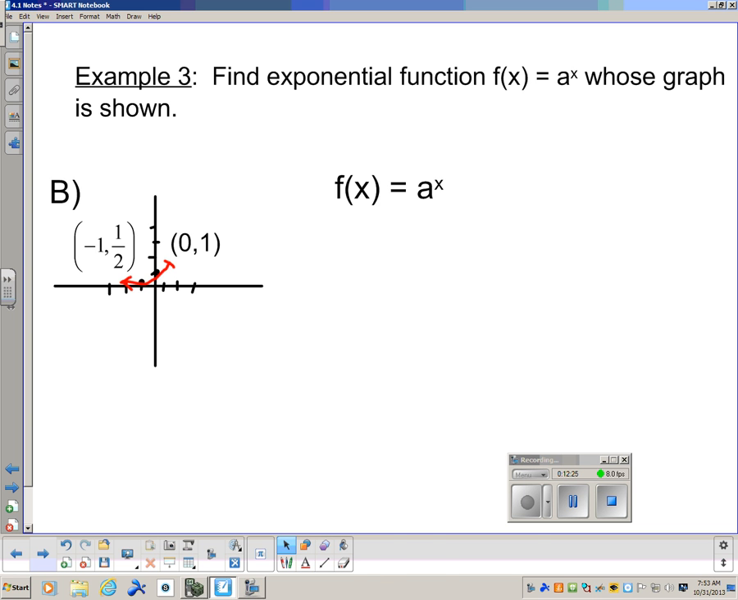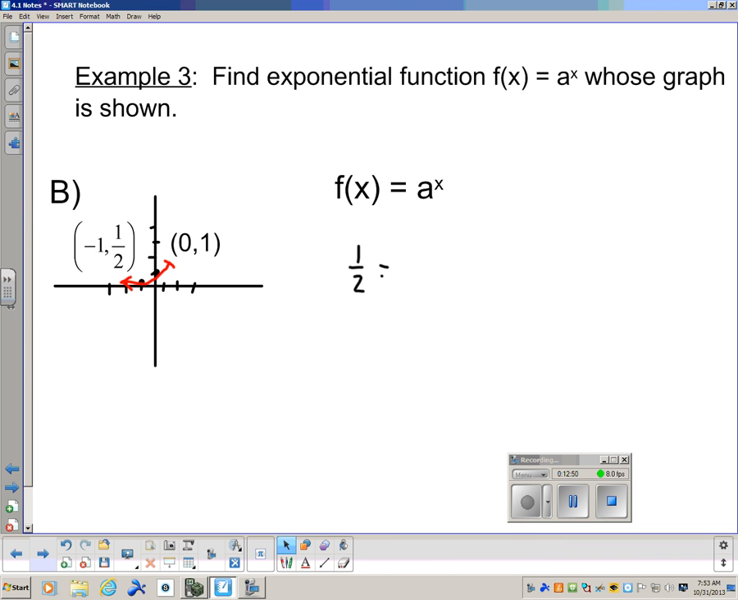So we could do the same thing with this one as well. We've got our nice ordered pair there, -1 and 1/2 there. So I can take 1/2, that's my y value or my f of x value, and I'm going to plug in -1 there for x. And then I'm going to undo this equation here. So to undo an equation like this, we got to get rid of this -1 power.